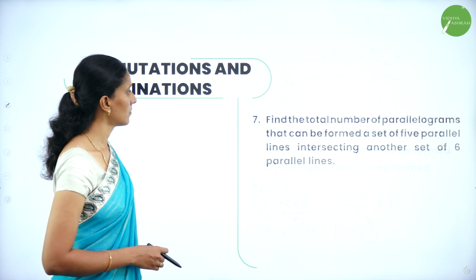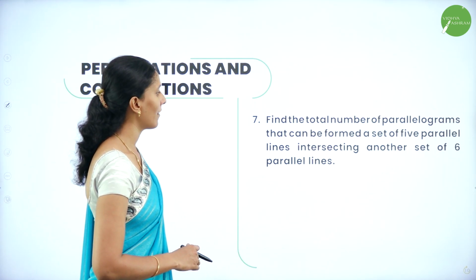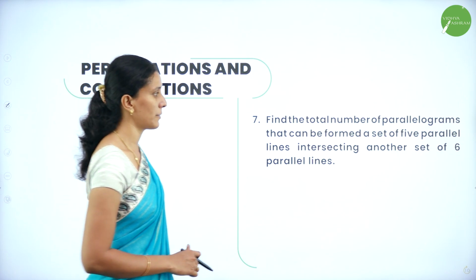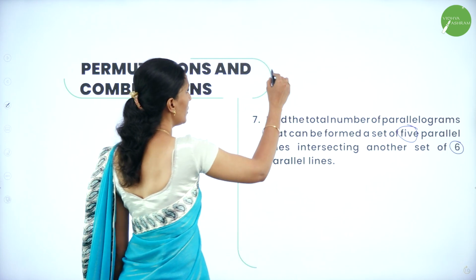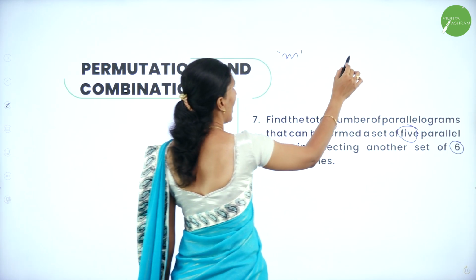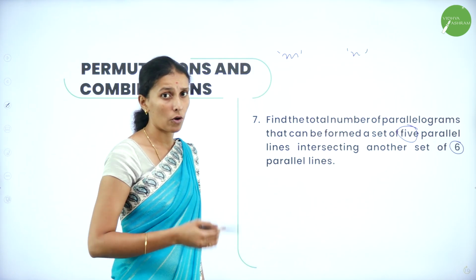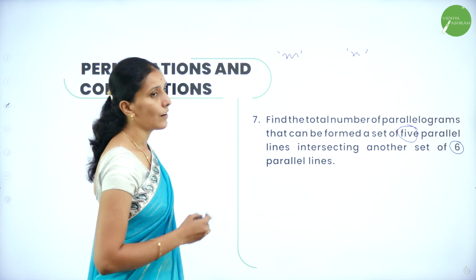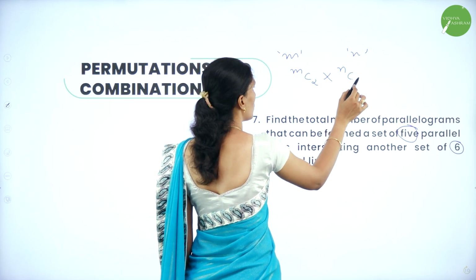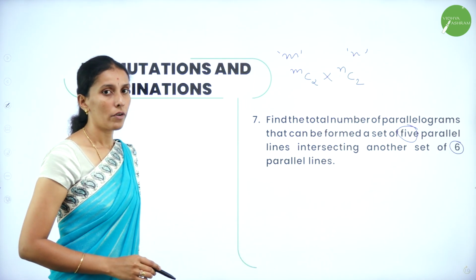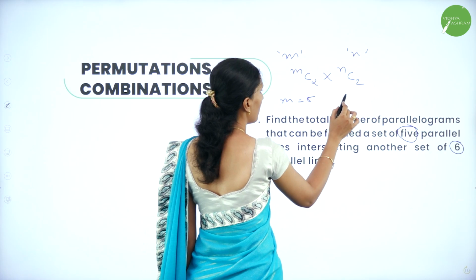Next question. Find the total number of parallelograms that can be formed by a set of 5 parallel lines intersecting another set of 6 parallel lines. So 5 lines and 6 parallel lines. Remember, when you have m parallel lines and n parallel lines which intersect to form quadrilaterals, rectangles or parallelograms, then the number of parallelograms or rectangles you can form is mC2 into nC2. This is the formula you should remember. Now the same thing I'll apply here. My m is 5 and my n is 6.